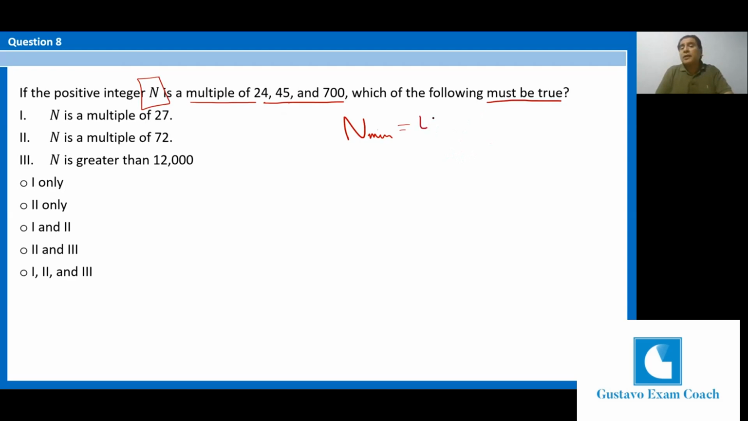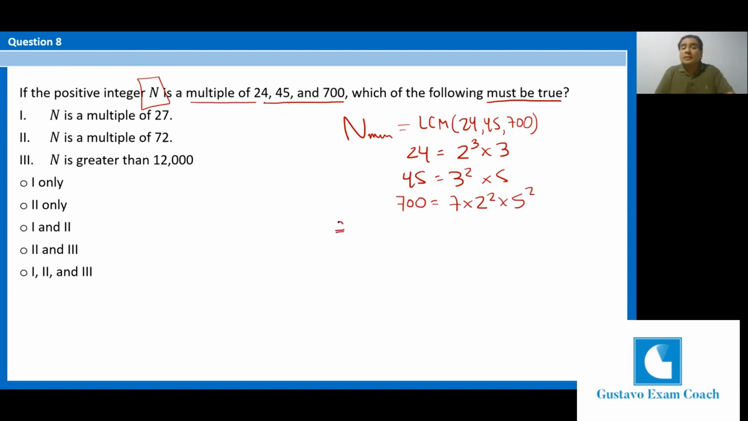So now let's find the LCM of 24, 45, 700. Let's do this by factorization. 24 is 2 cubed times 3. 45 is 3 squared times 5. And 700 is 7 times 2 squared times 5 squared. Then the minimum value of n would be the LCM of these three numbers: 2 cubed, the greatest exponents, 3 squared times 5 squared times 7.